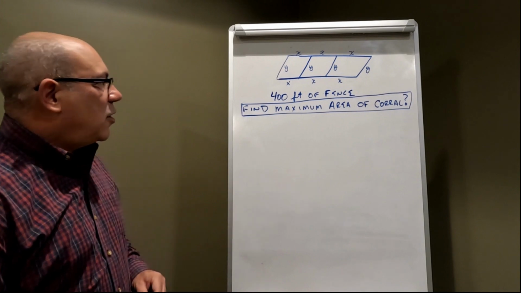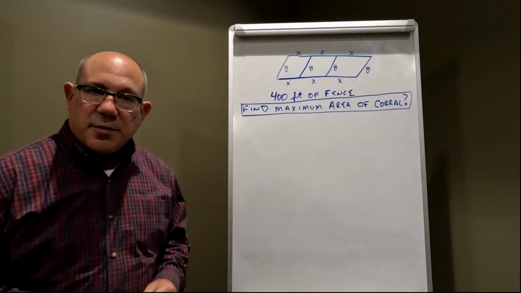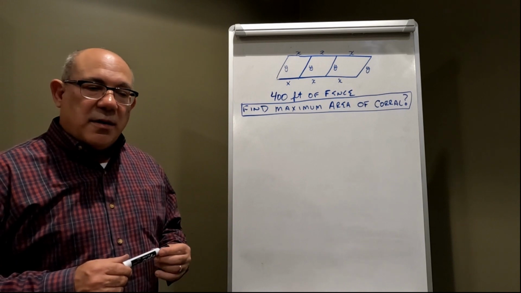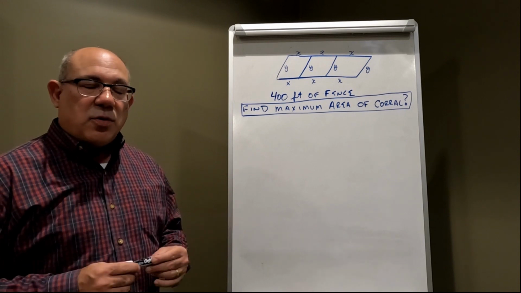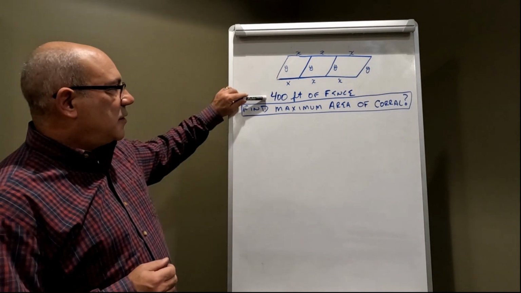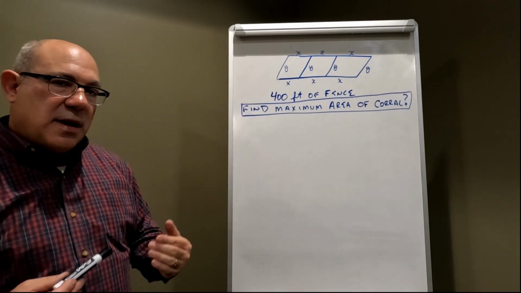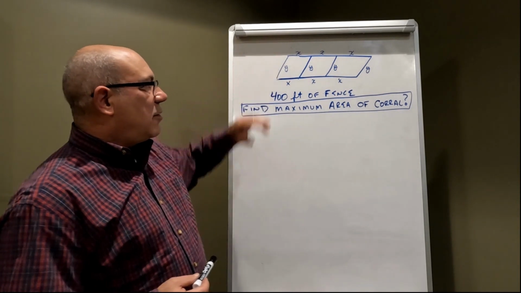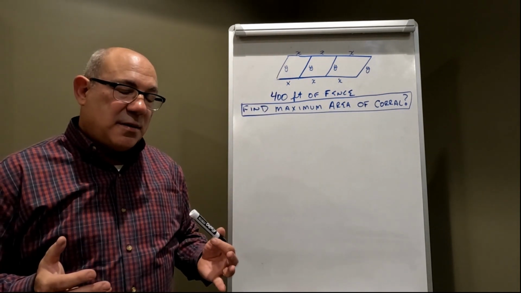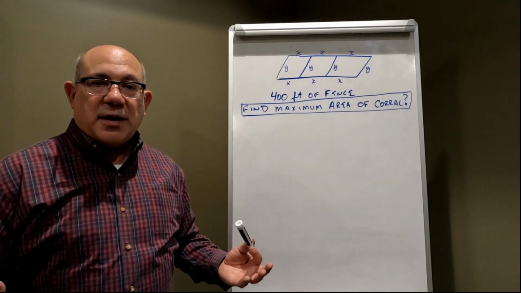Okay, so here we have a practical calculus problem to find the maximum area of a corral that a farmer or rancher wants to build, and they only have 400 feet of fence. So, what are the dimensions of this rectangular corral that they can build such that they use all of the fence?